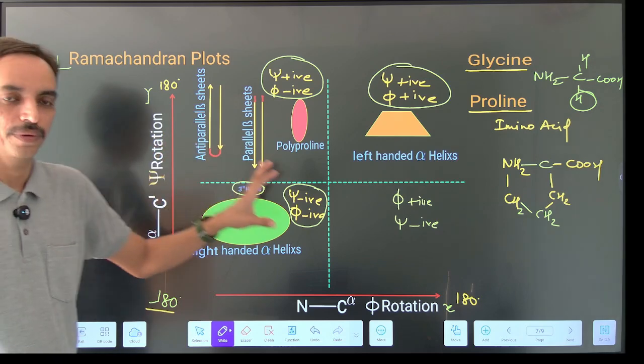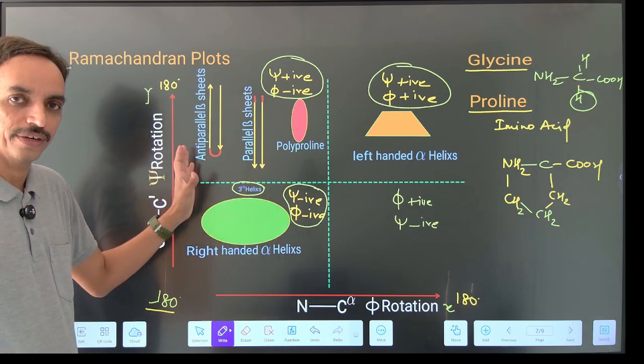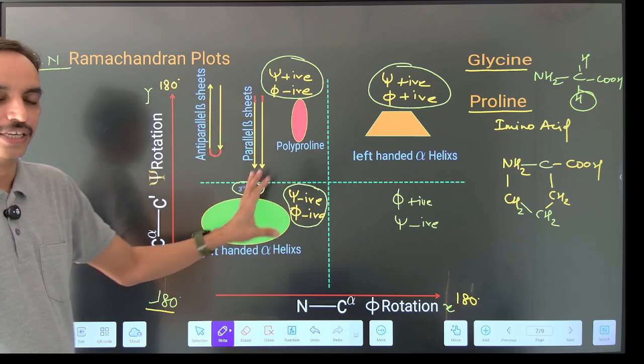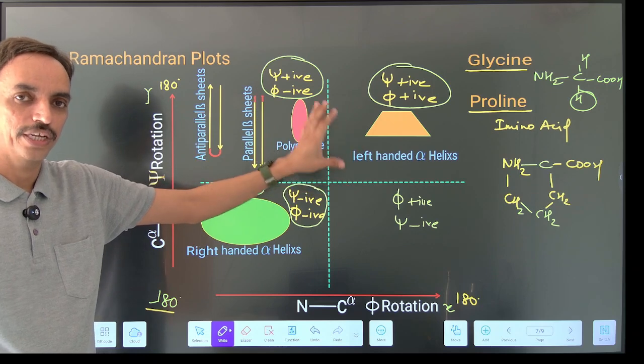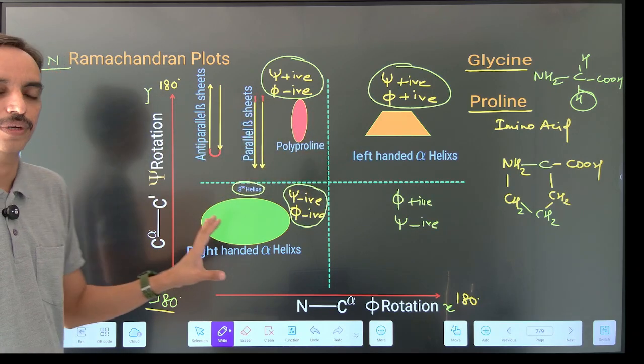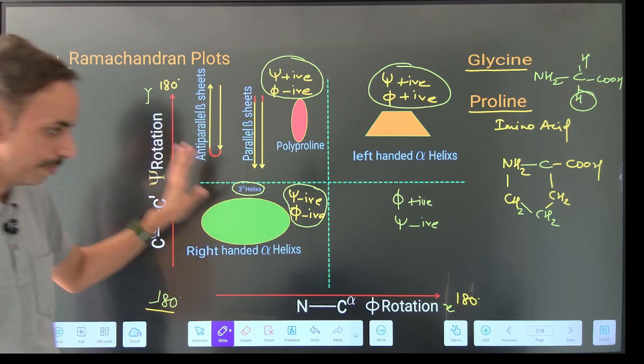अब क्वेश्चंस इसके ऊपर आपसे सीधा पूछा जा सकता है कि बीटा शीट कौन सा क्वाड्रेंट ऑक्यूपाई करते हैं, अल्फा हेलिक्सेस कहाँ पे होते हैं, या आपको प्लॉट दे दिया गया और मार्क करके पूछ लिया गया कि ये रीजन किसको शो कर रहा है. तो इस तरीके से क्वेश्चंस इसके ऊपर पूछे जा सकते हैं. सो दिस इज ऑल अबाउट द Ramachandran plots.